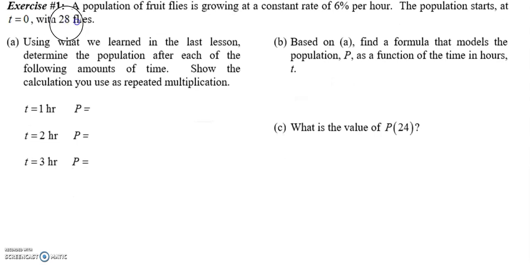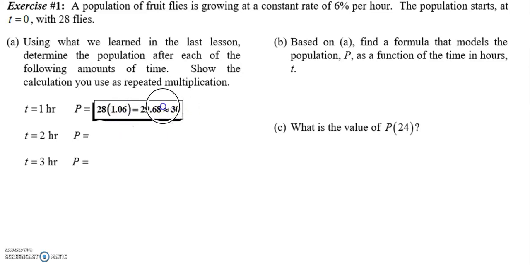So it started at 28 when t was 0, which is time. After 1 hour, what would happen? So what we would do is take that 28 and multiply it by 1.06, because remember 6% would be 0.06. And it's increasing, so we have to use the 106%. So we're taking the 100% of 28 and adding another 6% onto it, which is 1.06. So you just multiply that out, and you get roughly 30 flies.